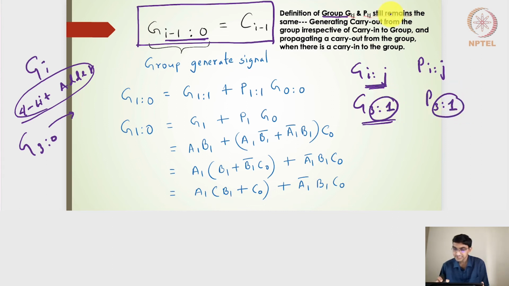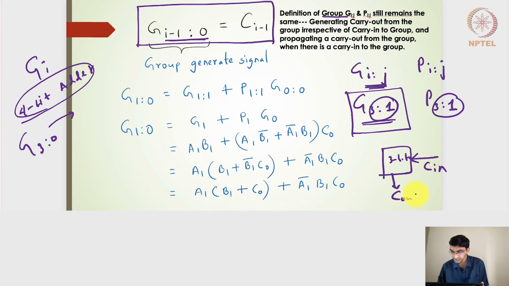The definition still remains the same: generating the carry out from the group, irrespective of the carry input to the group, will have my generate signal as 1. If I have a block of 3 bits with a C input to those 3 bits and a C output from them, the definition says that if the C output is truly independent of the C input, so irrespective of the C input it is generating a C output, then we can say that G 3 to 1 is 1.